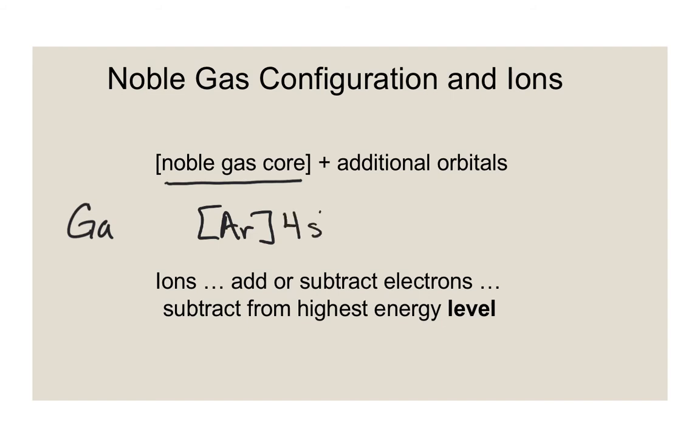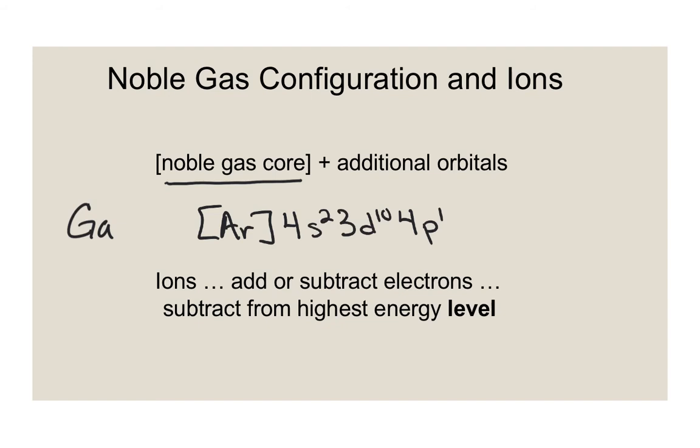So it would be 4s2, 3d10, 4p1. Okay, so that's another valid way of doing electron configurations if they ask you for the noble gas configuration.